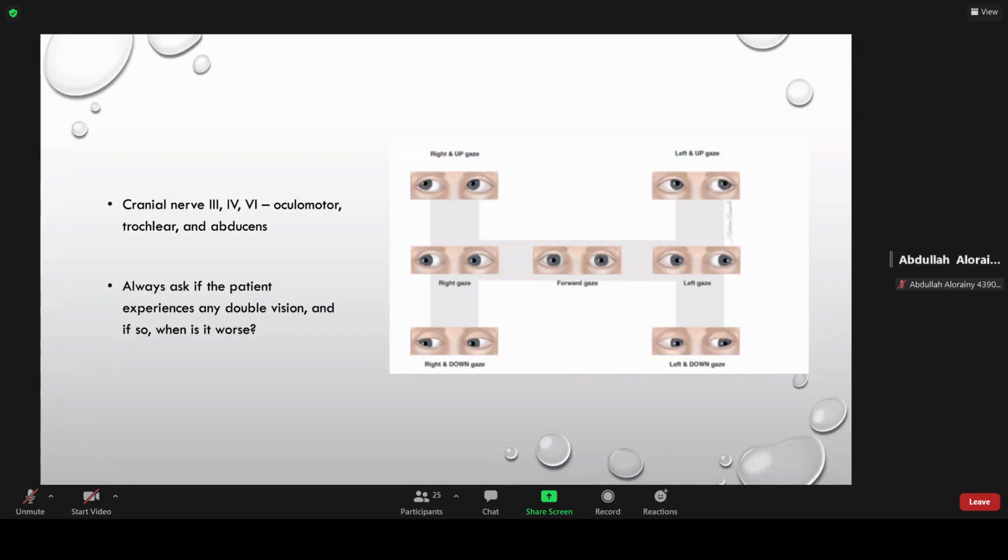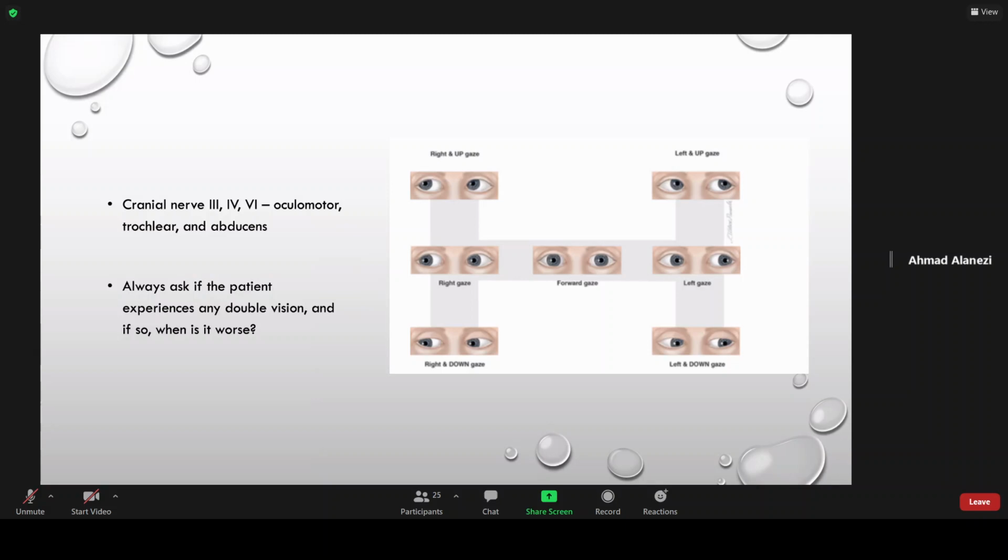Now, extraocular eye movement. When you do this, you are testing three nerves: the third, fourth, and sixth cranial nerves. So you ask the child to follow your finger with only his eyes. His head is stable and his eyes are moving. Then you move to the right and then to the left, and assess if there is any nystagmus, or any gaze palsies.